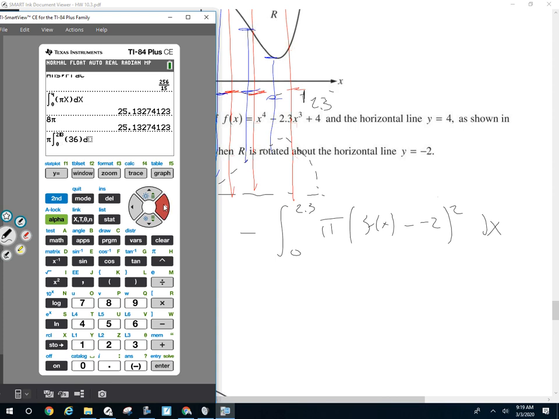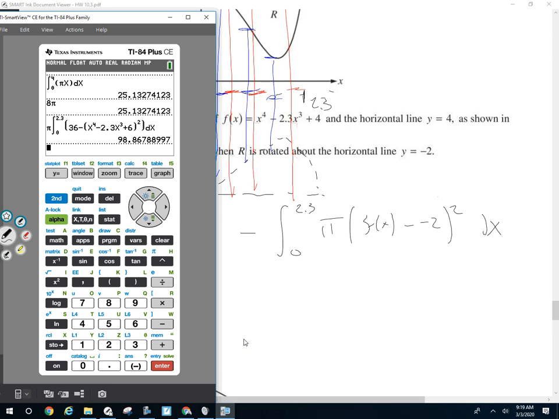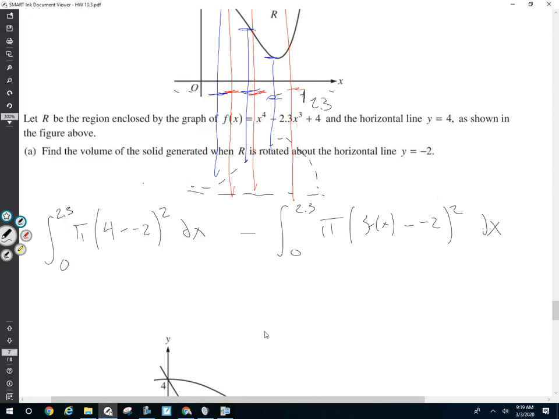There you go. R squared minus R squared. Squared. Minus -2, so +2. That turns into a +6. Squared. dx. 98.867 or 868. Done.